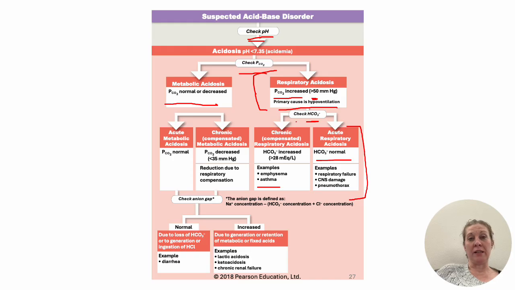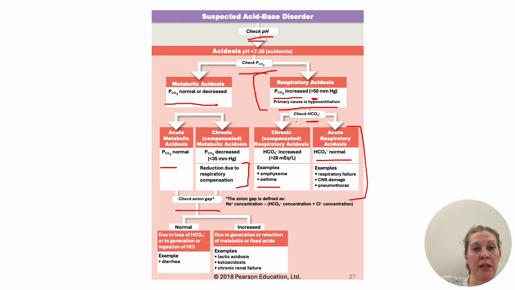Okay, so going back here though, let's say that the partial pressure of carbon dioxide was normal or slightly decreased rather than increased. So then we know that this is going to be a metabolic acidosis, right? So if it's metabolic acidosis straight up, you're going to have normal partial pressures of carbon dioxide. If it's chronic, you might have decreased partial pressures of carbon dioxide, which is a reduction due to the respiratory compensation. So we're trying to reduce the acidosis by increasing our respiratory rate, so we'll actually have lower than normal carbon dioxide levels as we try to compensate for the metabolic acidosis.